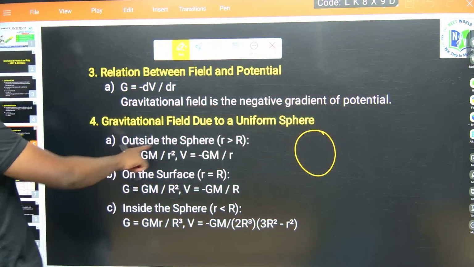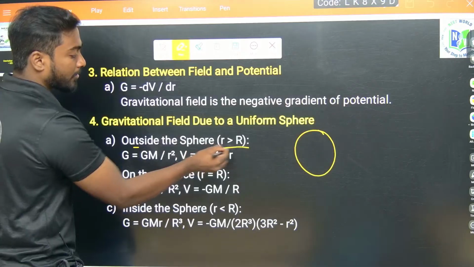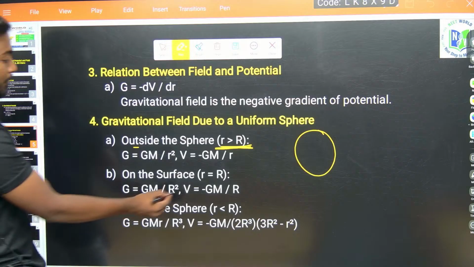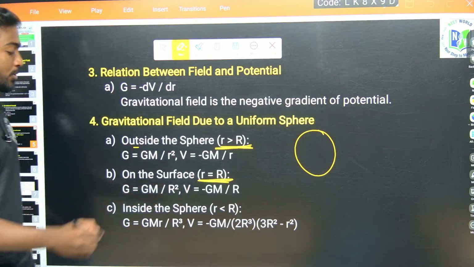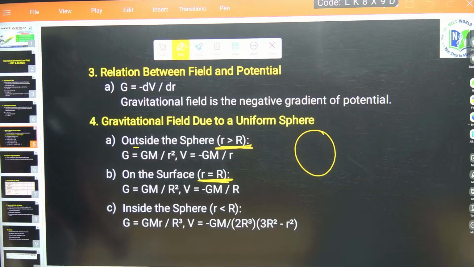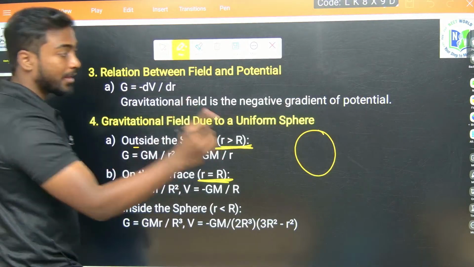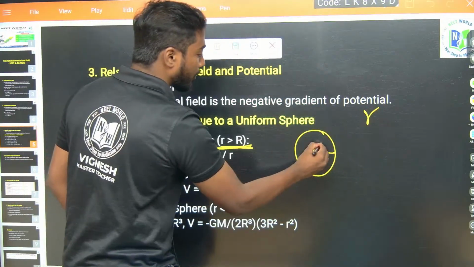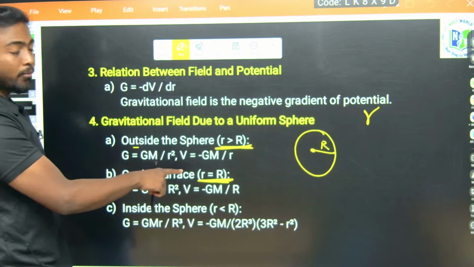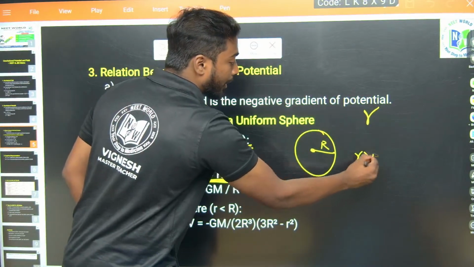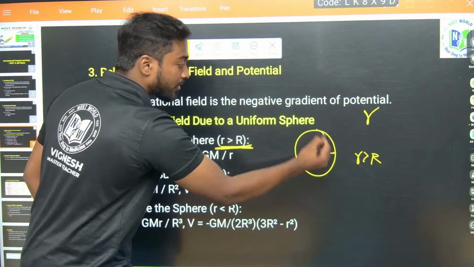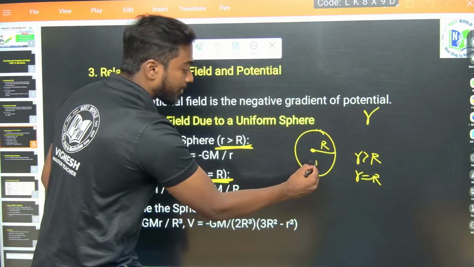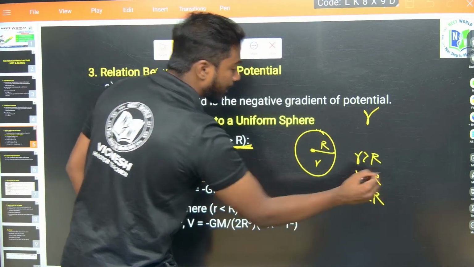okay. So outside the sphere they are saying small r is greater than capital R. On the surface, r will be equal to R. Inside the sphere, so outside the sphere means I have taken r outside the sphere, and the radius of the sphere is capital R. So obviously r will be greater than R. On the surface, both capital R and small r will be equal. Inside, r is here, so r will be less than capital R, okay.